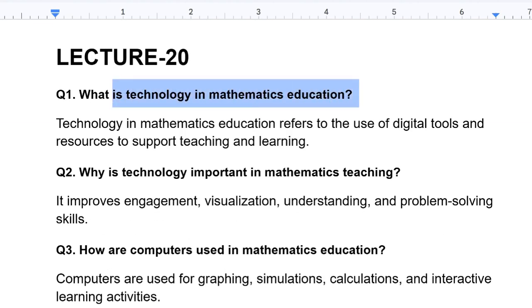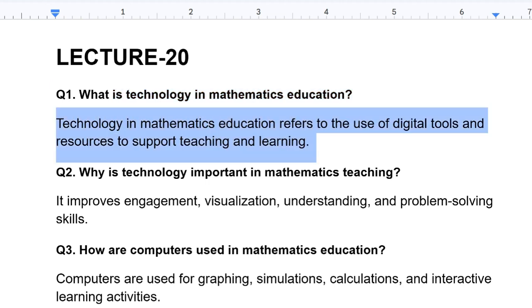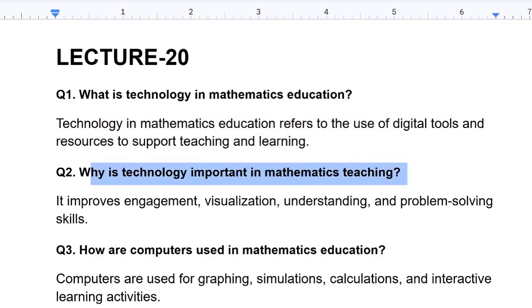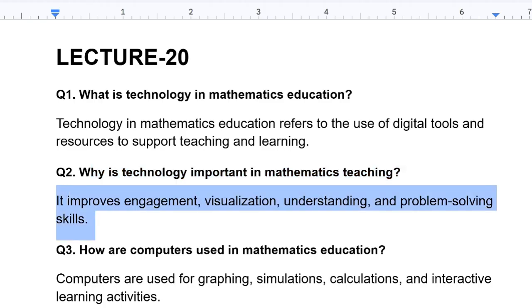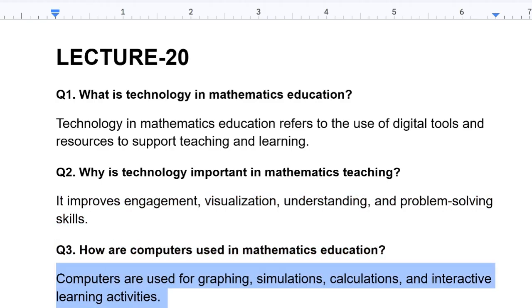What is technology in mathematics education? Technology in mathematics education refers to the use of digital tools and resources to support teaching and learning. Why is technology important in mathematics teaching? It improves engagement, visualization, understanding, and problem solving skills. How are computers used in mathematics education? Computers are used for graphing, simulation, calculations, and interactive learning activities.